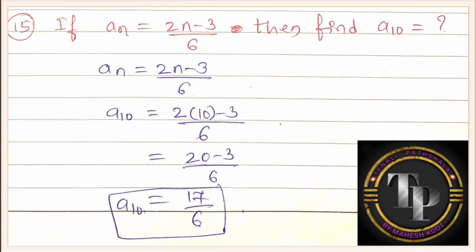Question number 15. If an is equal to (2n minus 3) divided by 6, then find a10. So you are given the nth term. You have to find out the 10th term. Put n is equal to 10, you will get the answer. 2 into 10 minus 3 divided by 6. 10 twos are 20, minus 3, divided by 6. 17 by 6 is the correct answer.